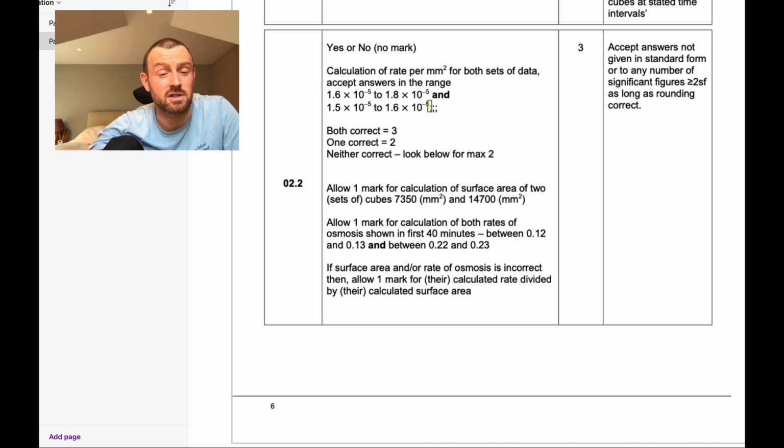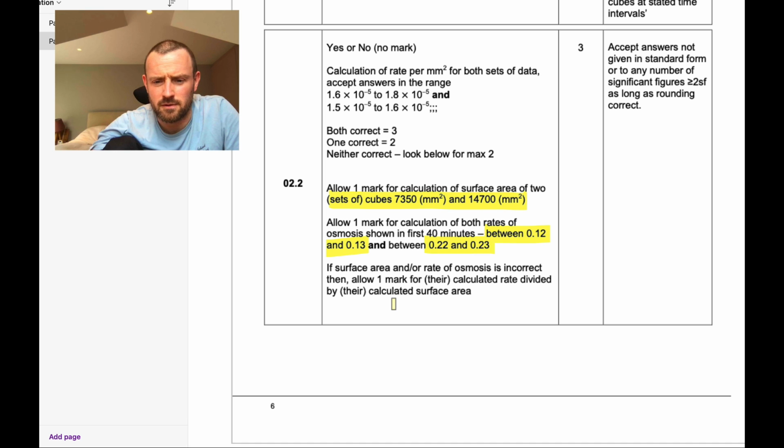But if you didn't get those two numbers, and you made a mistake somewhere, there's still marks for the working. So for the first mark, you could have got just the areas of the cubes, 7350 and 14,700. Then if you remember to divide by the 40 to get the rate in the first 40 minutes, so somewhere between 0.12 and 0.13, or 0.22 and 0.23, and then this is like an error carried forward mark.